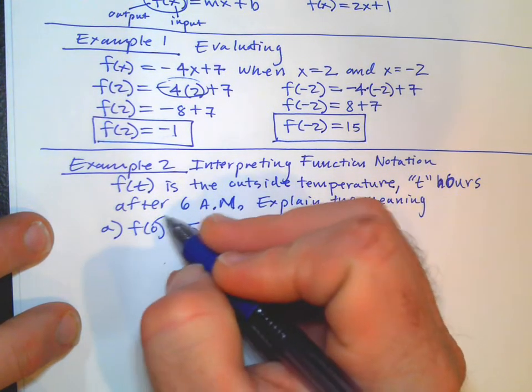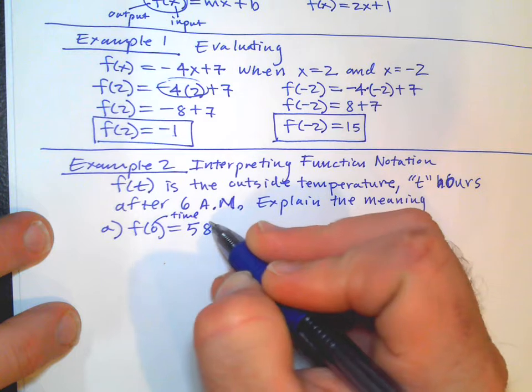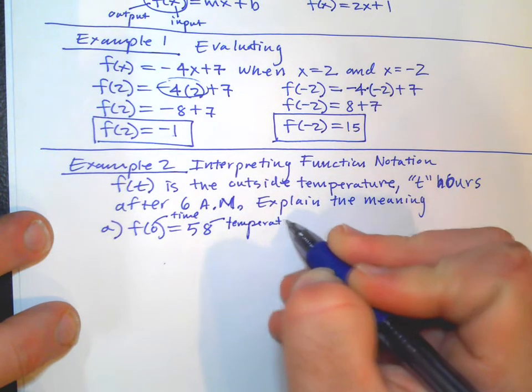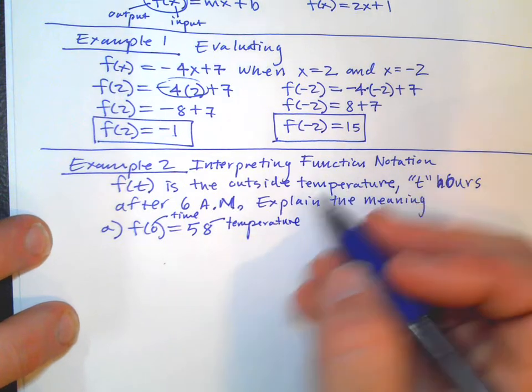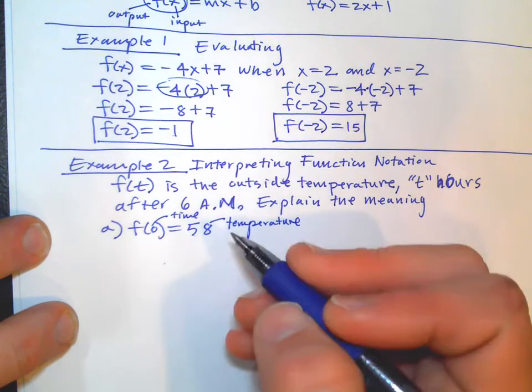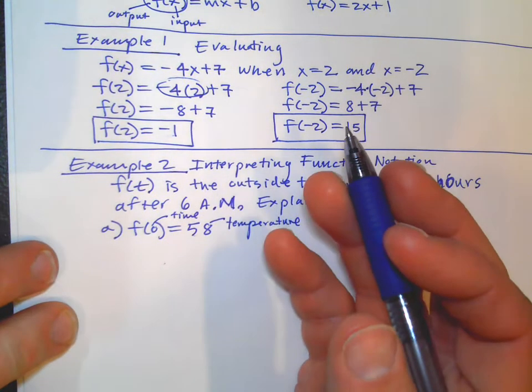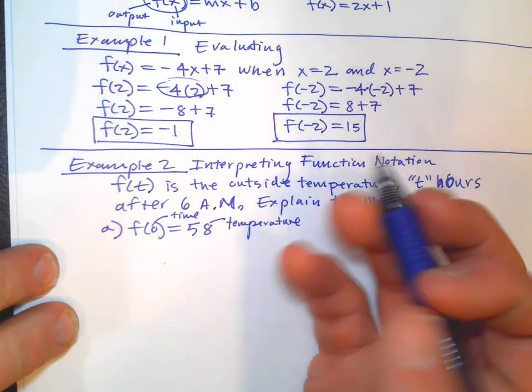Now, what's getting plugged in is the time, and what's coming out is the temperature, right? So the temperature is a function of time. Based off what time it is, you'll figure out what temperature it is. The later it gets in the day, probably the warmer it gets up until a certain point.